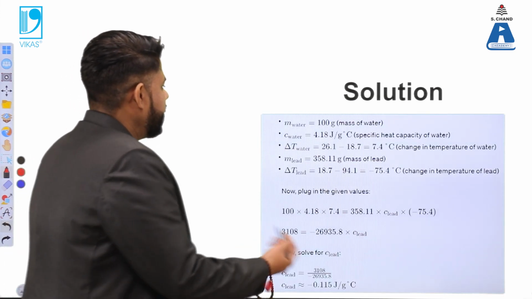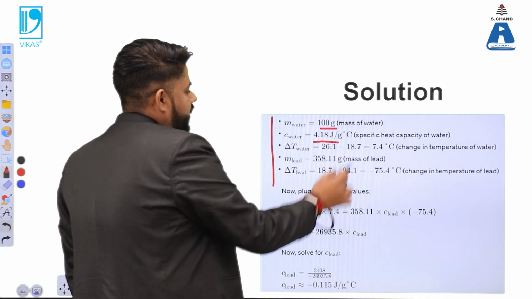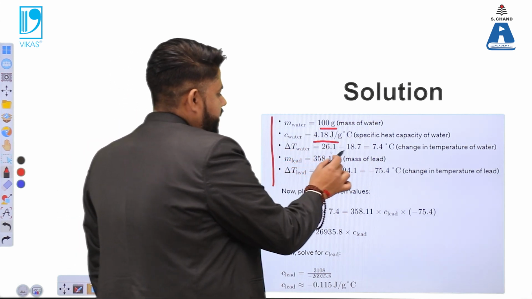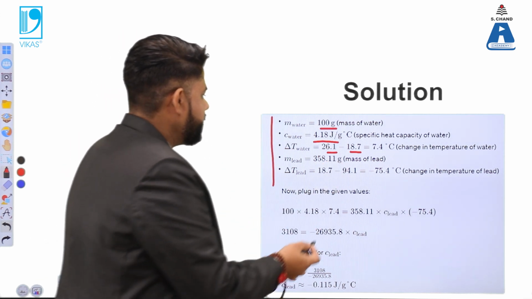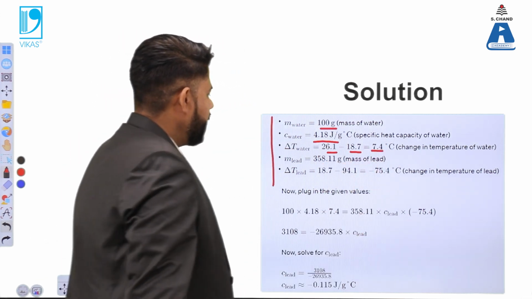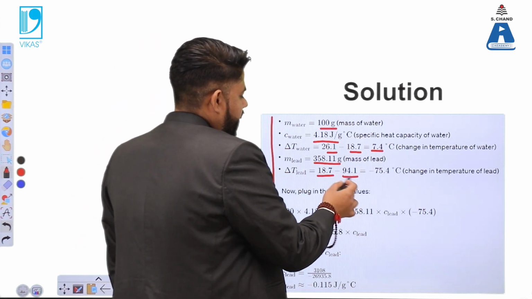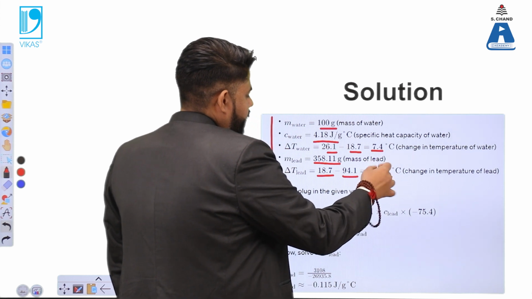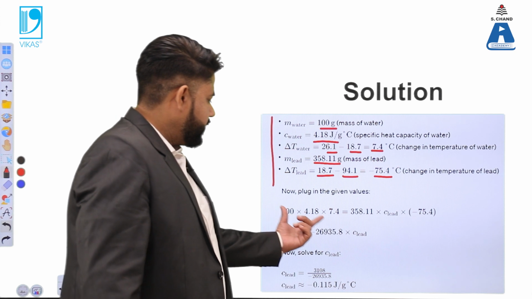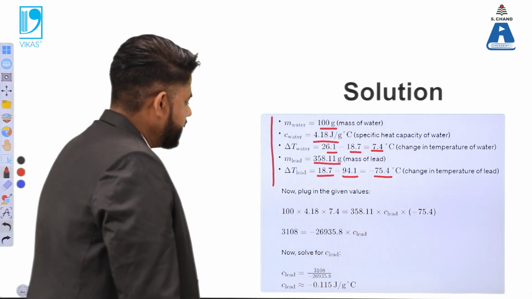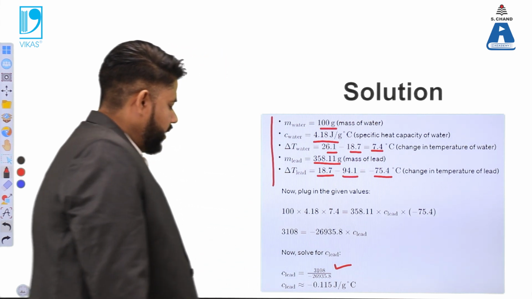Okay. So what data we have? Mass of water, which is 100 grams. Specific heat is mentioned to us in the question. Change in temperature values, there were two temperatures mentioned to us, so we have converted that temperature value by subtracting them. And mass of lead is mentioned to us. Change in temperature of the lead is required, so a negative value for the change in temperature. Then we can substitute all these quantities in this particular equation so that the specific heat value can be calculated.